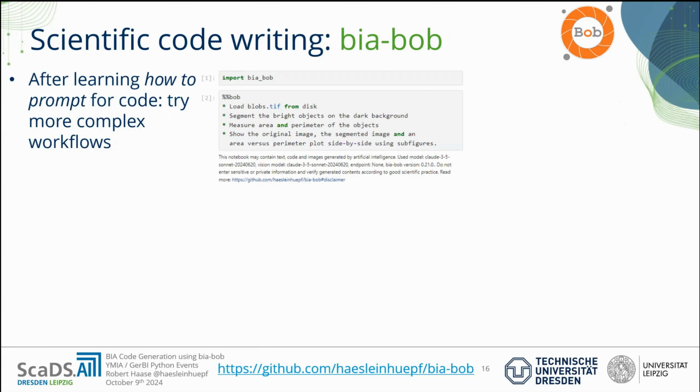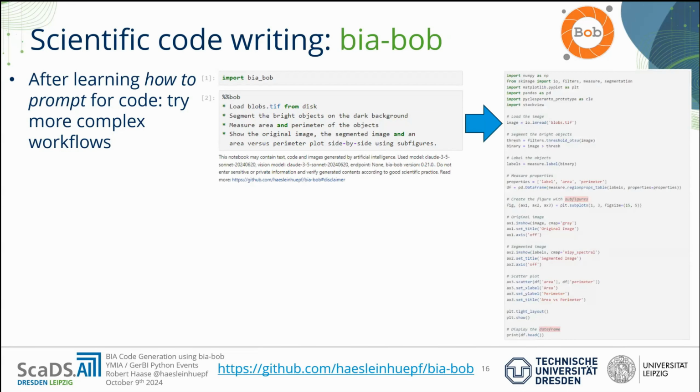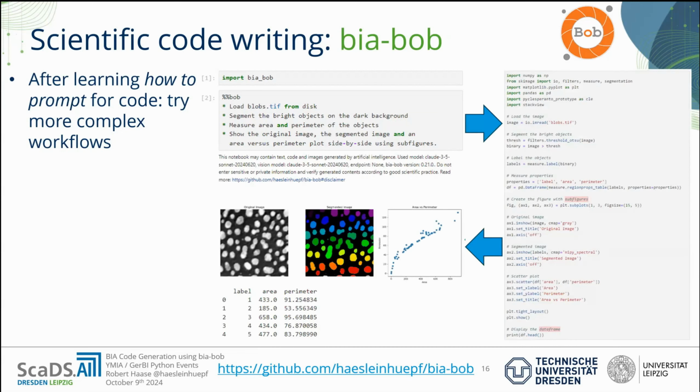You can, of course, also make it a lot more complicated. That's what I just mentioned. You can, for example, with a bullet point list or just multiple sentences, say things like, hey, load blobs.tiff from disk, segment the bright objects on a dark background, measure area and perimeter of the object, show the original image, the segmented image, and the area versus perimeter plot side by side using subfigures. And then it will generate code like this. So this is really something I would not recommend to absolute beginners, but it is something this technology can really achieve. So if you then execute this particular code, you can also see here again in this screenshot, I was using Claude 3.5 for that, you see the original image, the segmented image, and this plot as I was instructing it.